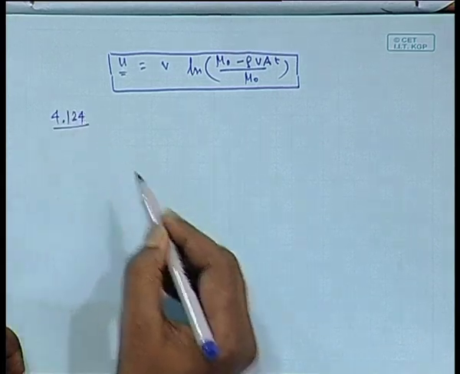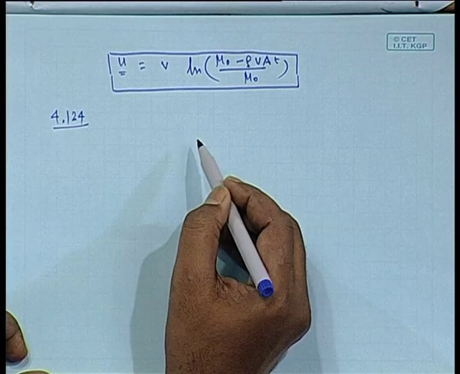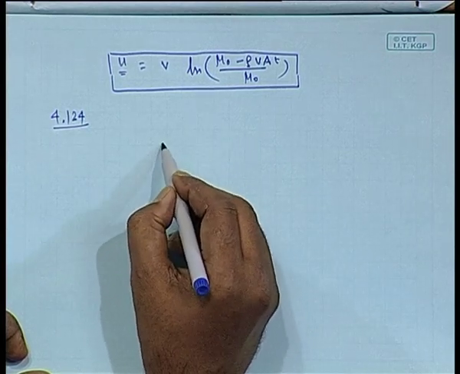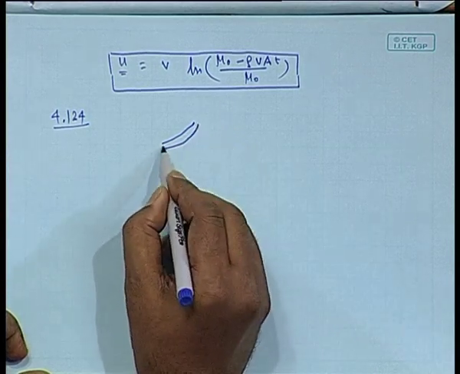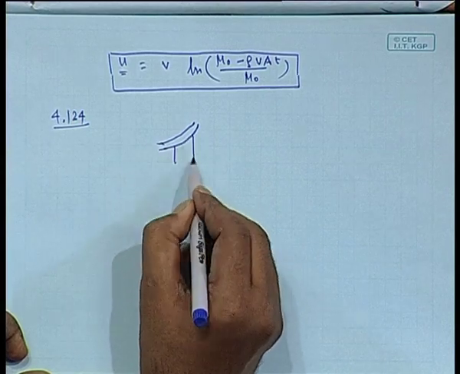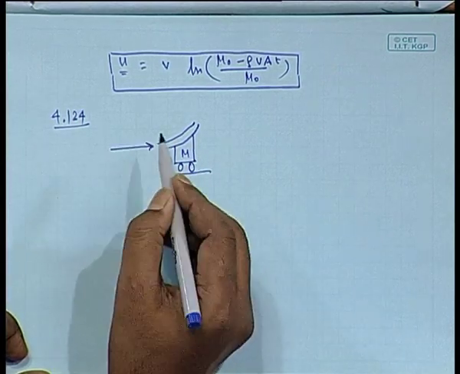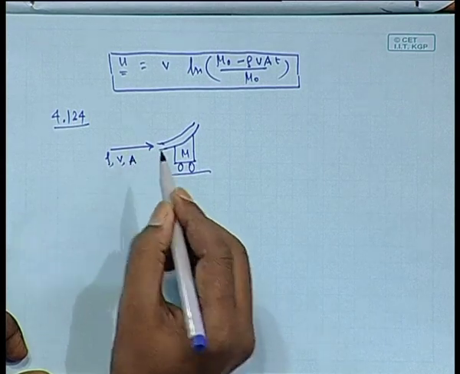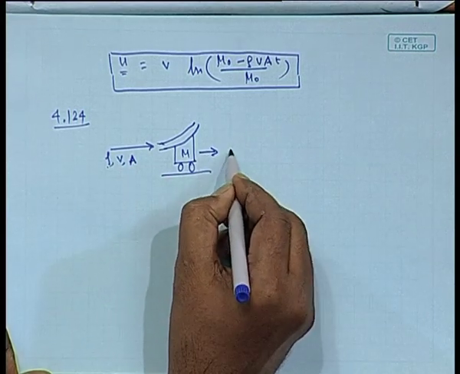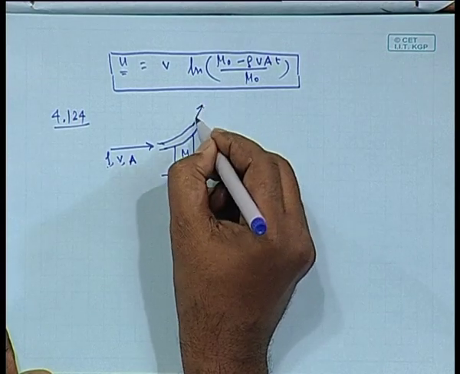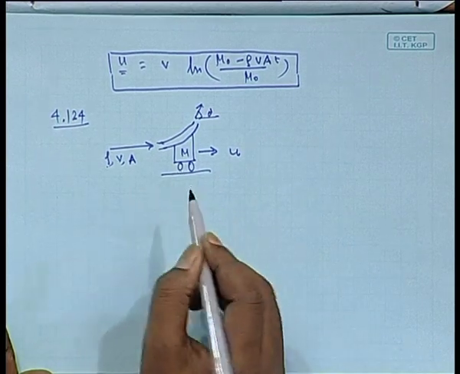Problem 4.124, it is basically again the vane problem. Vane and cart problem. A water jet is hitting it with a velocity v, density rho, and area of cross section of the jet is a, and the whole assembly is moving towards the right with u. The vane angle is theta. This is a frictionless surface.